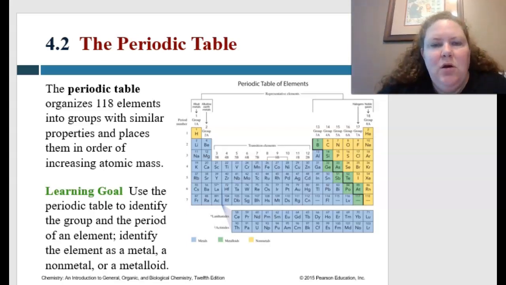Okay, so the periodic table organizes 118 different elements into groups with similar properties and places them in order of increasing atomic mass. So the learning goal for this video is to be able to use the periodic table to identify the group and the period of an element, as well as identify the element as a metal, a non-metal, or a metalloid.